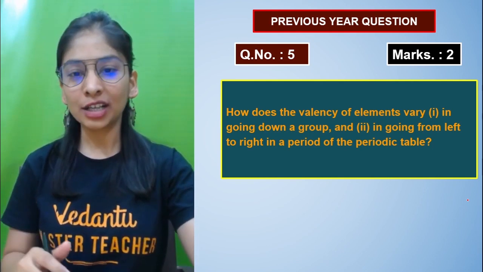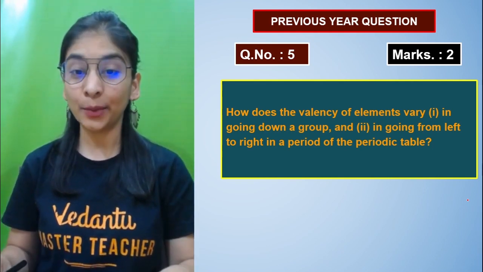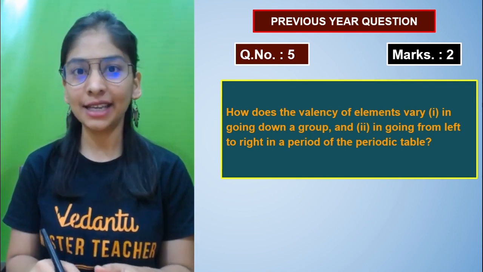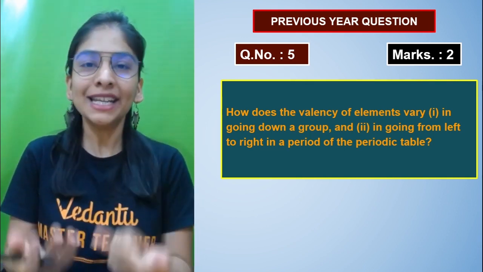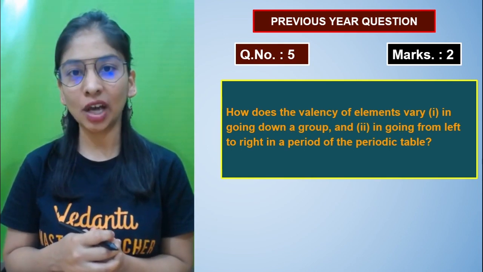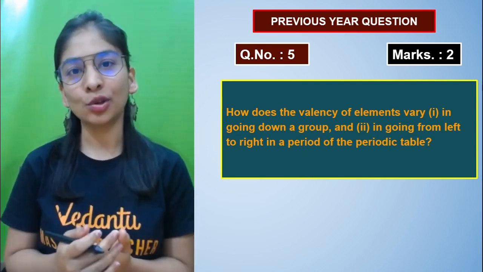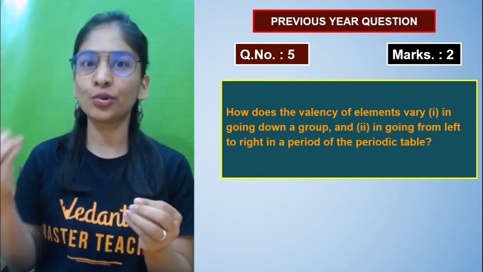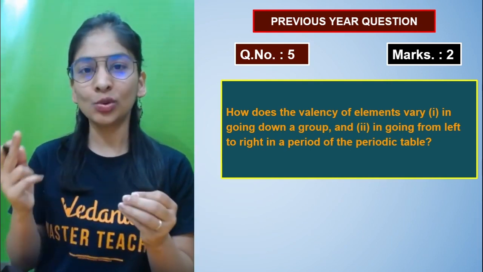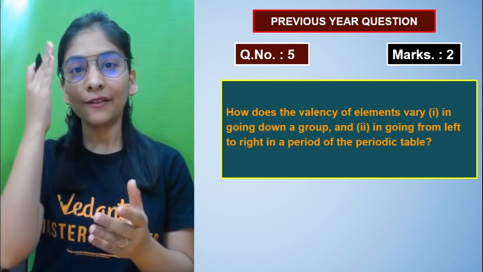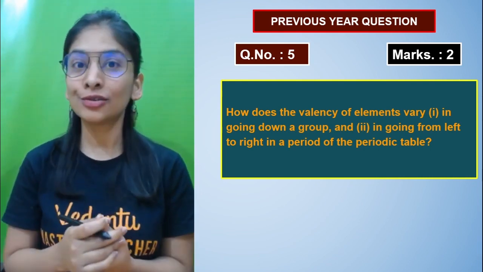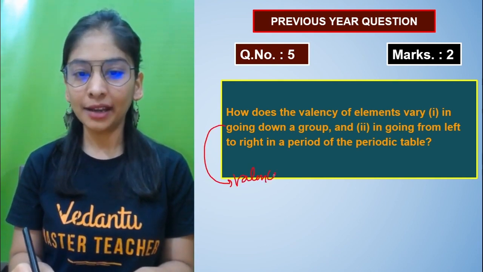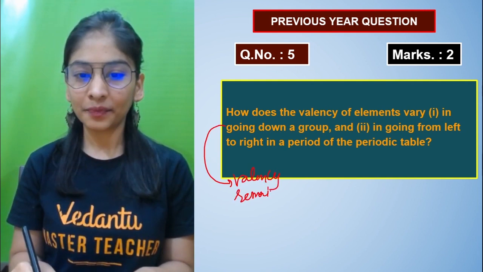Next is again a 2 marks question. How does the valency of elements vary in a group and going from left to right? Group is very easy because your group number already tells you the information about valence electron. If valence electron remains the same, so does valency, because valency is the combining capacity, how your element is going to react with the other element by losing, gaining or sharing electron. If valence electron is the same, the tendency to lose, gain or share is the same. So in a group, valency remains the same.